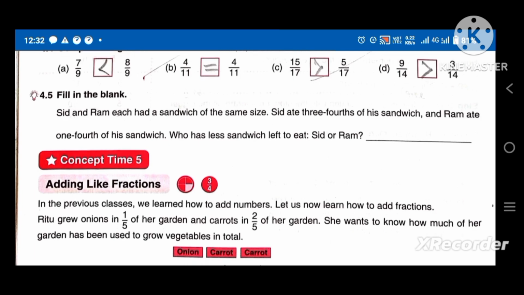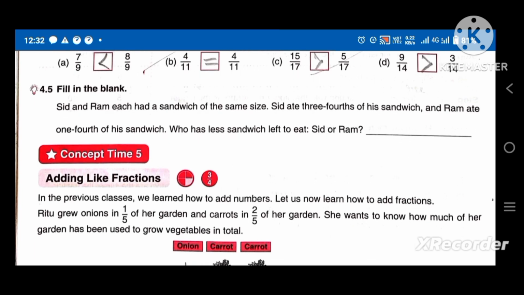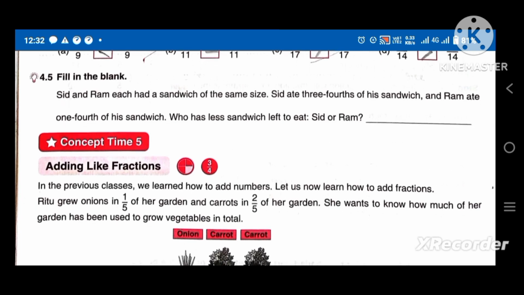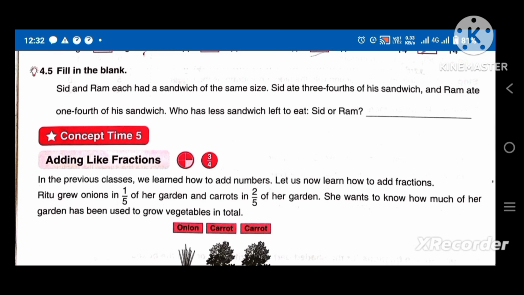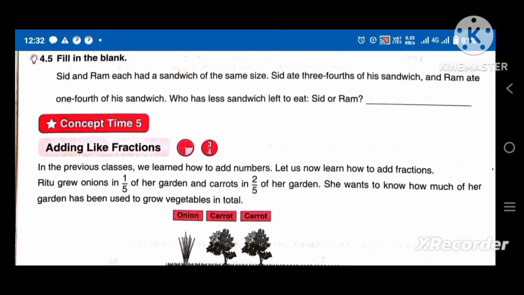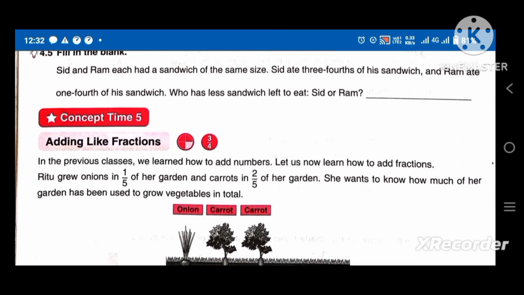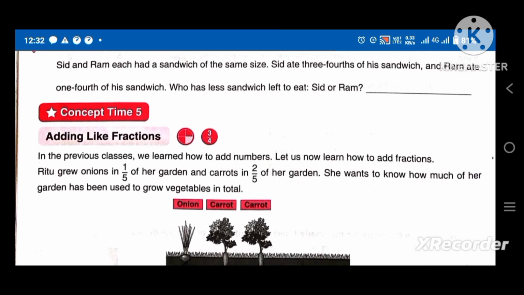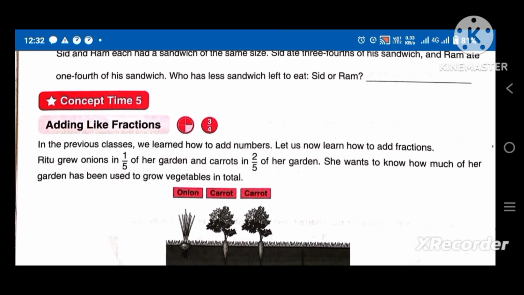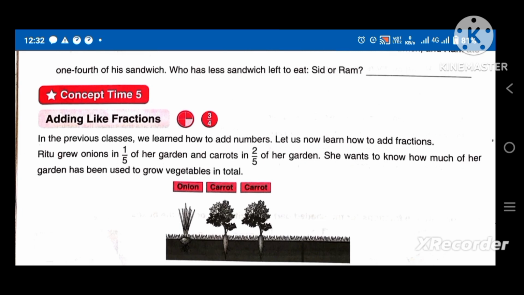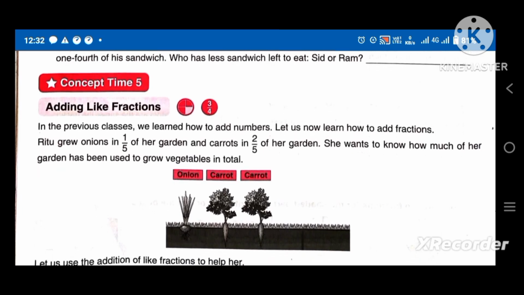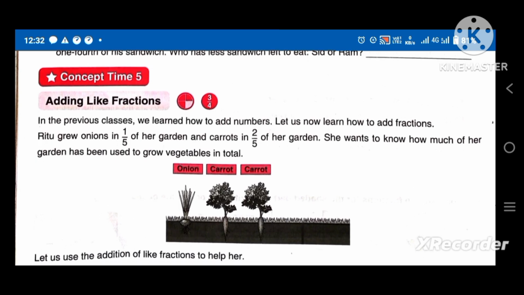4.5 Fill in the blanks. Sid and Ram each had a sandwich of the same size. Sid ate 3/4 of his sandwich and Ram ate 1/4 of his sandwich. Who has less sandwich left to eat, Sid or Ram? Sid ate 3 by 4 and Ram ate 1 by 4th, which is less, so Ram ate less sandwich.